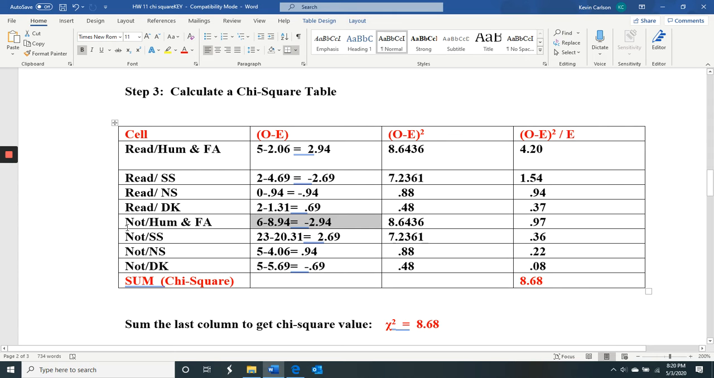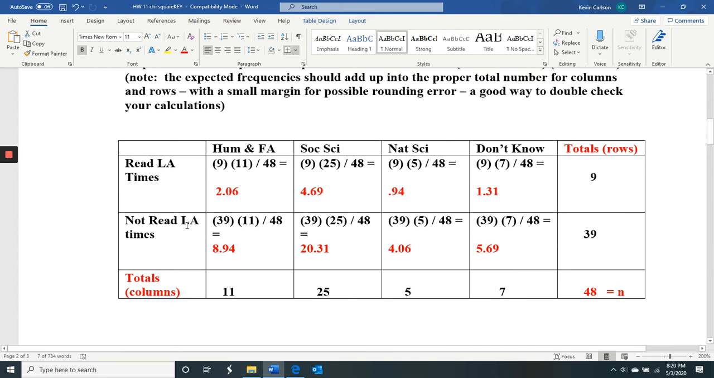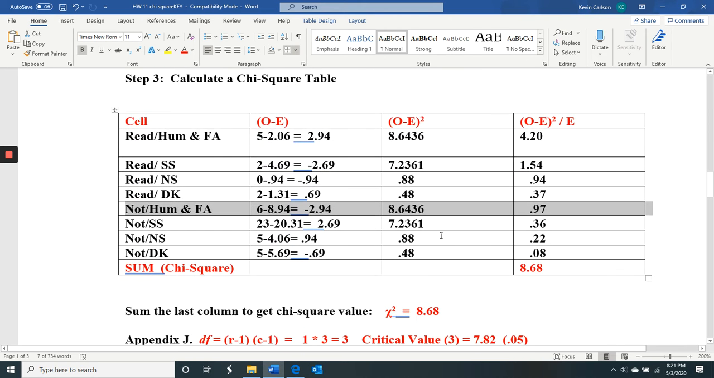Let's look at not reading and their humanities and fine arts majors. So this one, not reading and humanities fine arts major. So that's 6 who are actually in that cell. We expected 8.94, so we get a negative 2.94. We had 2.94 fewer people than we expected in that cell.